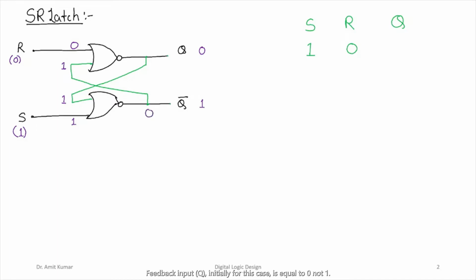So it is going to be a 0, right? So if you look, this 1 and 0, these are operated with the help of a NOR gate. So 1, 0, the NOR operation is going to be a 1, right? The NOR operation of 1 and 1 is a 0. The NOR operation of 1 and 0 is 1.